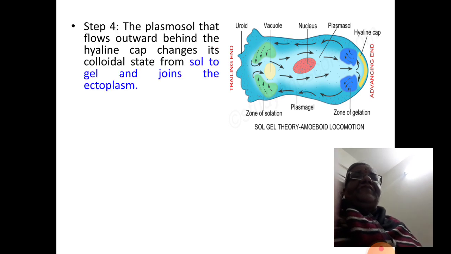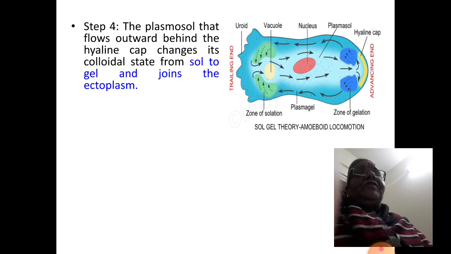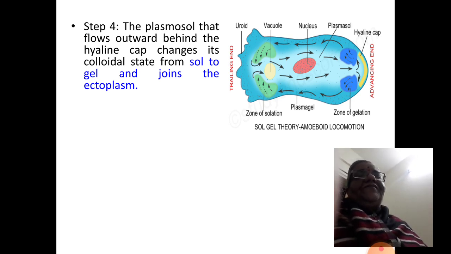Then let's see step 4. The plasmosol which flows outwards behind the hyaline cap, you can see the arrow marks there, changes its colloidal state from sol to gel and joins the ectoplasm. How? By losing water. What is the reason for losing water? I'll explain it to you a little later, but remember.